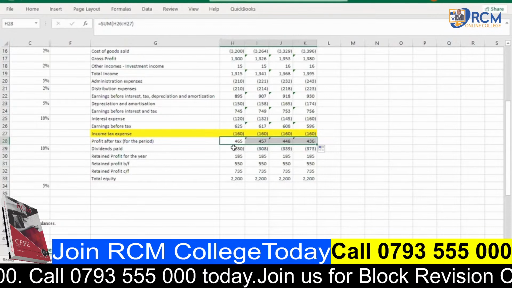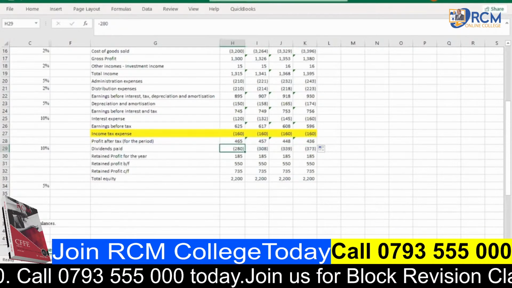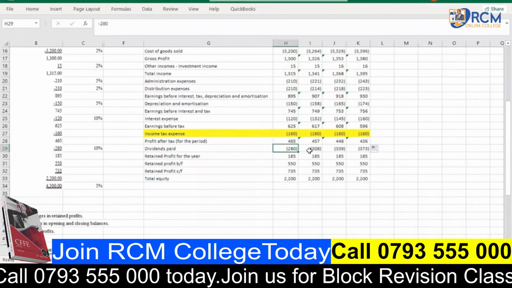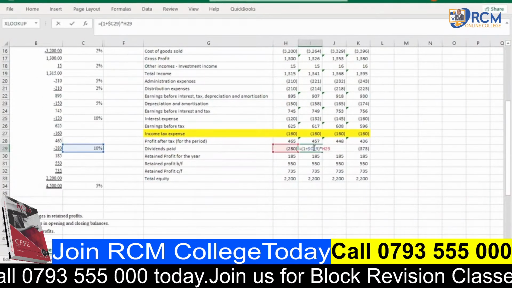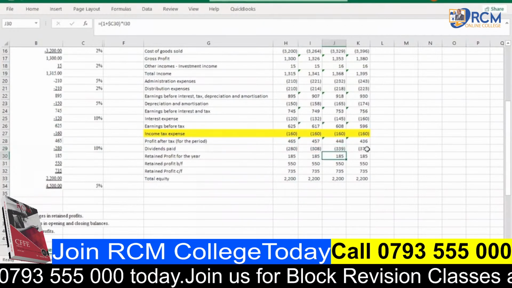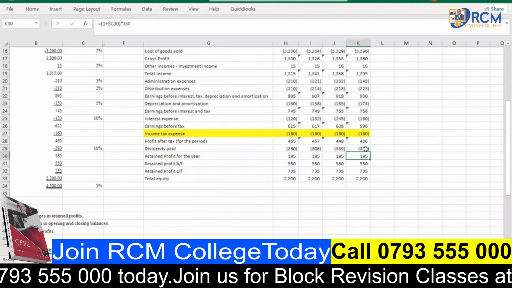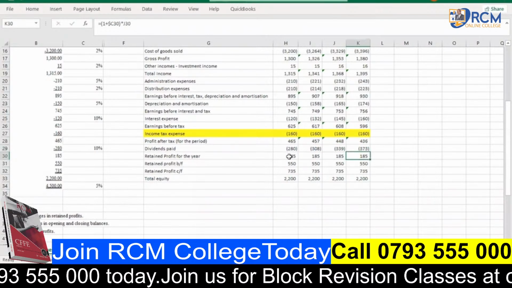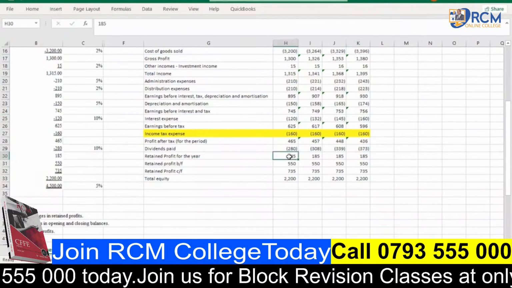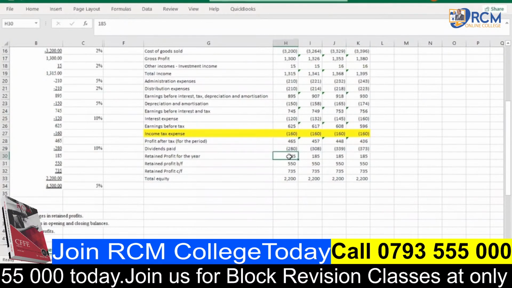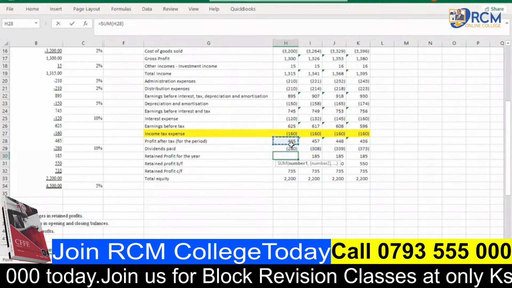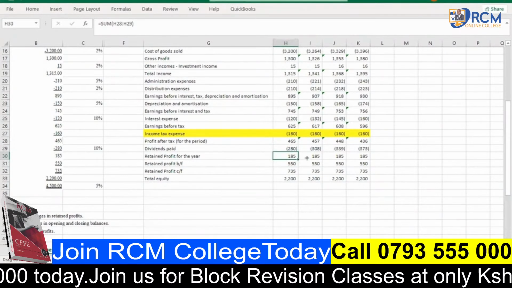Then dividends paid. Dividends paid we were told is what percent? 10%. So 10% of these values is what you see there. That is correct. Then we get retained profit for the year, which is the difference between those two. That is the retained profit for the year.